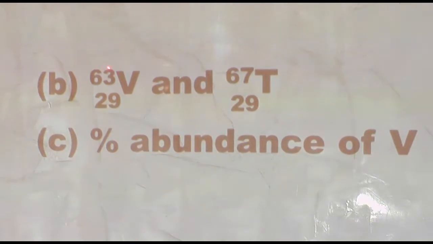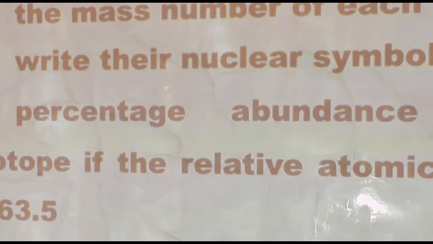The mass number of V calculated is 63, written as a superscript behind V. And that of T is 67, written as a superscript behind T. That's the answer to the B part of the question, which says we should write the symbol of the two isotopes: V 63 and T 67, with atomic numbers 29, 29.